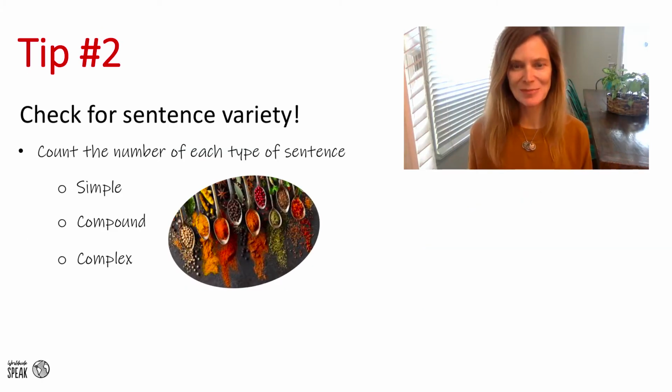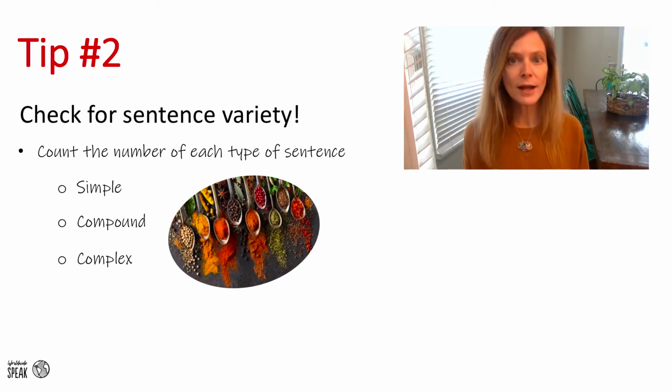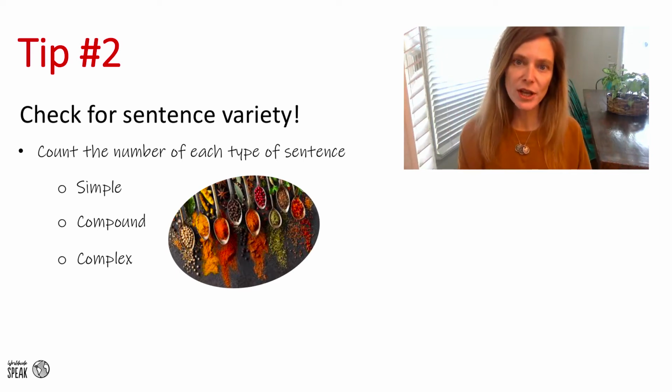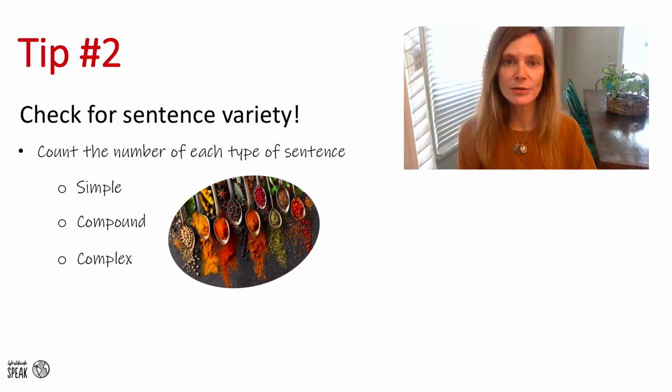So what's the tip? Tip number 2 is check for sentence variety. You want to count the number of each type of sentence that you have in your paper. This might take a while, but it's definitely worth it, especially when you're just starting your writing journey in English. Remember, our sentence types were simple, compound, and complex. That's what we're looking for.